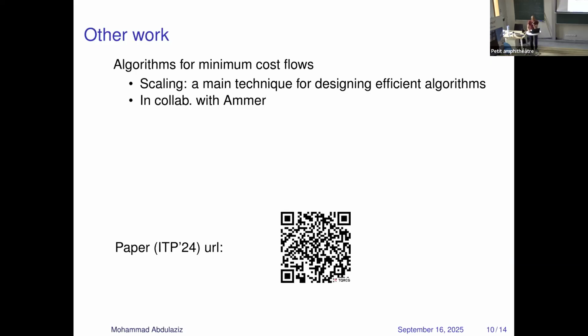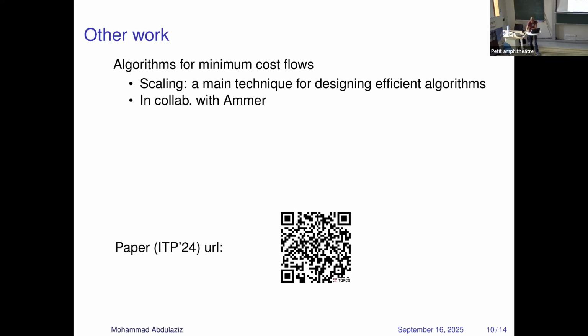Other works that I will not be able to say anything about other than the title is work on minimum cost flows. This is a recent paper that we presented in March 2024, where my student Thomas Ammer and myself verified the fastest algorithm for minimum cost flows, which is Orlin's algorithm.